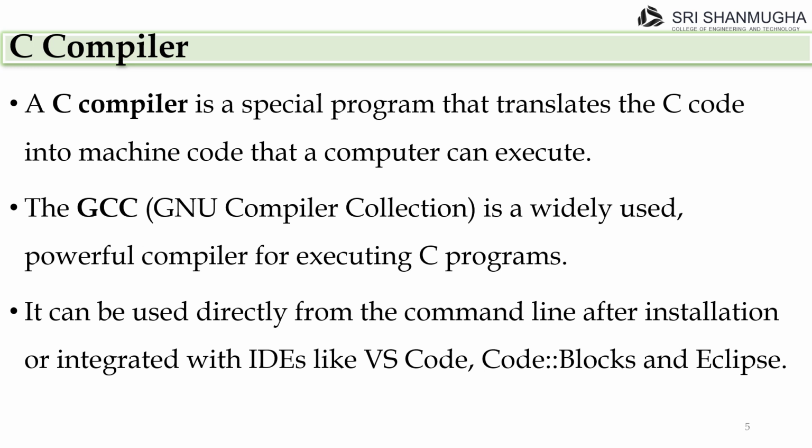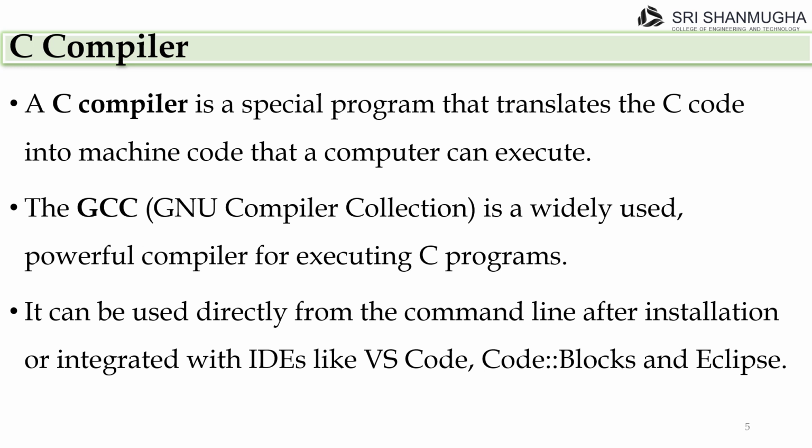A computer can perform only in machine language. Whatever we give is automatically translated into machine code, and then the computer can execute it. It cannot directly execute our programming language. That's why a compiler is used to translate your C code into machine code. Only then can the computer execute that program.